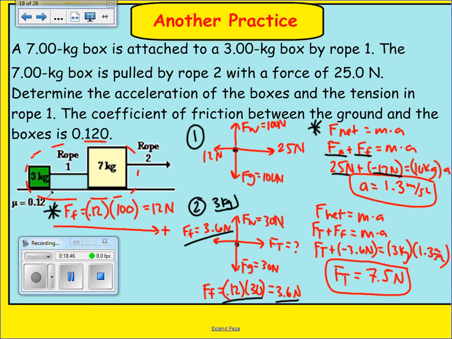So when I go to do my Newton's second law here, the net force is a combination of the tension plus the friction. So that's tension, which is what I'm solving for, plus a negative 3.6 because the left direction is negative. That's equal to the mass, which is 3 kilograms, times its acceleration. And I get 7.5 newtons as the tension force. This concludes the video on the introduction to double systems.